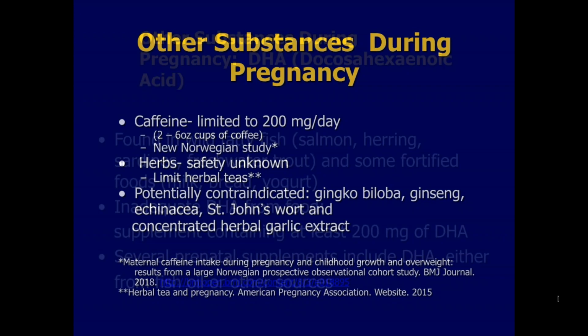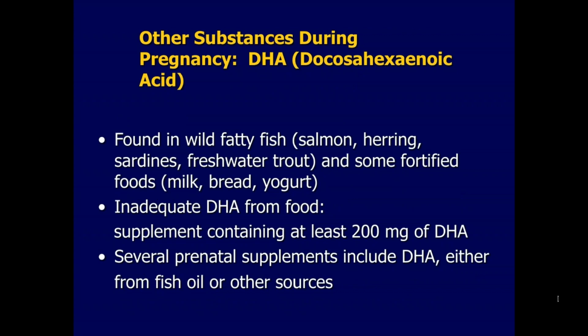So what are the substances during pregnancy? So DHA. It's important for the mom and the baby's brain. It's found in wild fatty fish, like in the category you can see salmon, sardines, freshwater trout, and some fortified foods like milk, bread, and yogurt.